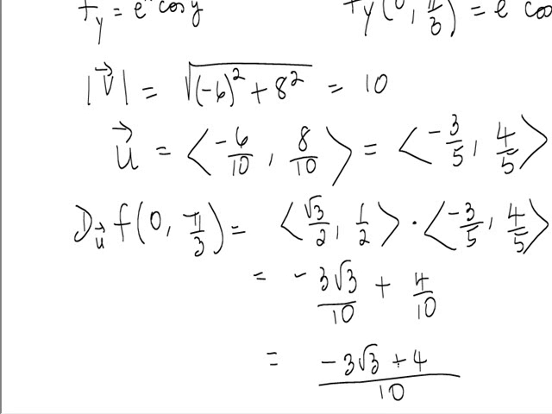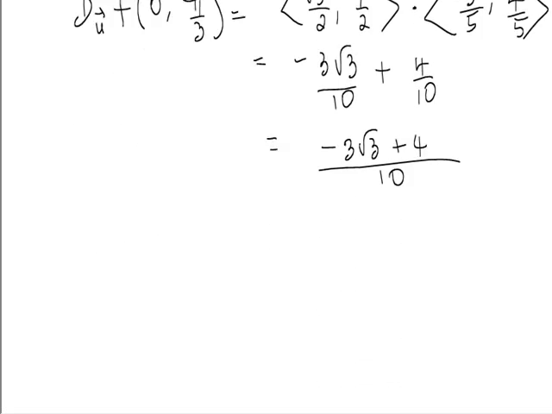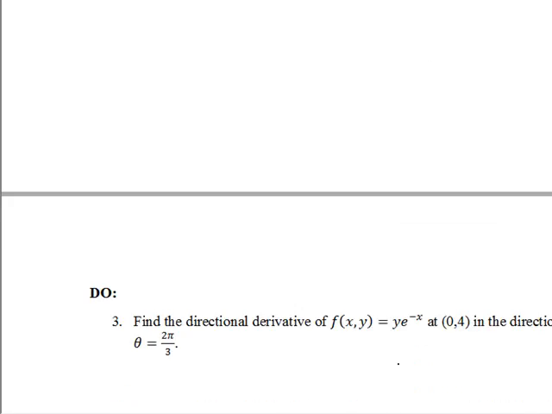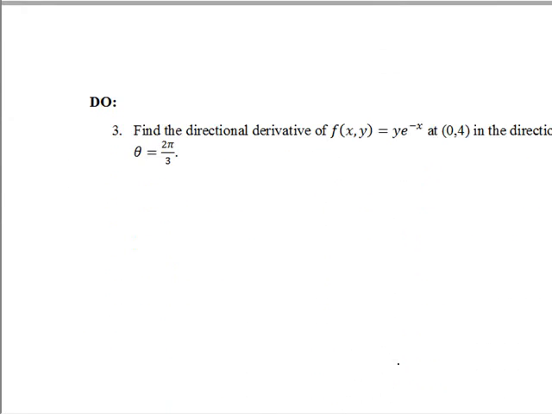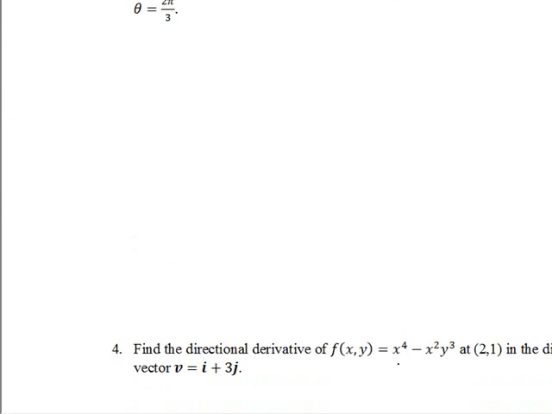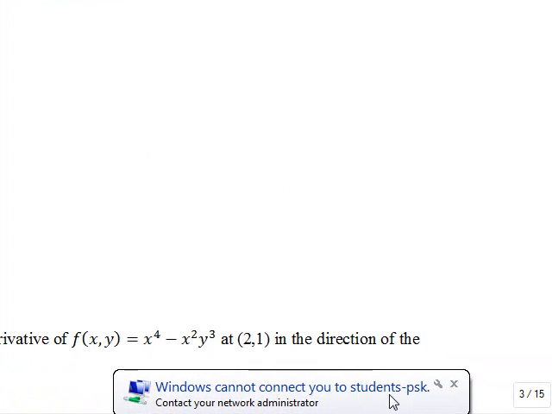Any questions on these two? So the two steps: find the vector of the partials at the point, find the unit vector in the direction, and find the dot product, and you get your directional derivative. Okay, so I think you have two of them to do. Try these, please. 3 and 4. Okay, let's go over it.